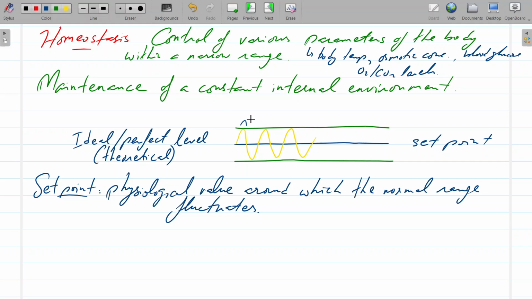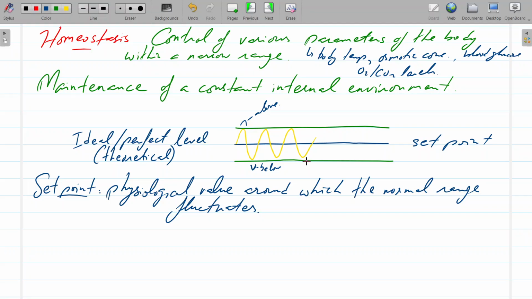Why? Because if it happens to go above or below, right, this is supposed to be a curve, not a V. So, right, fever is also caused because of homeostasis. What is because of homeostasis? Fever. Fever is not because of homeostasis.